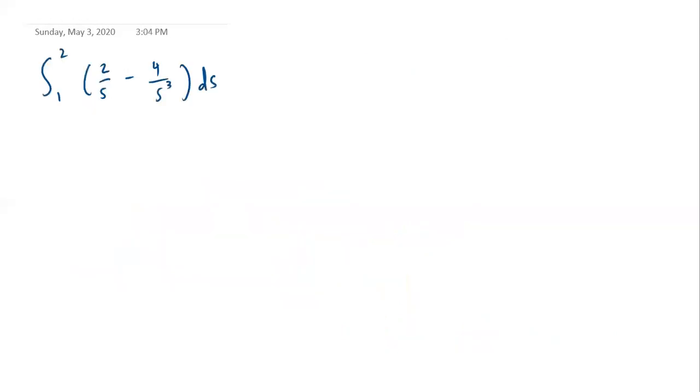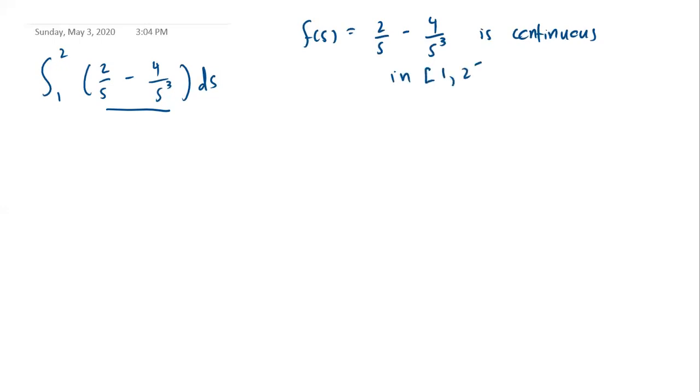Just a note, this function, f of s equals 2 over s minus 4 over s cubed, is continuous on 1, 2, sorry. So we can use the fundamental theorem of calculus. That's the only condition you need.